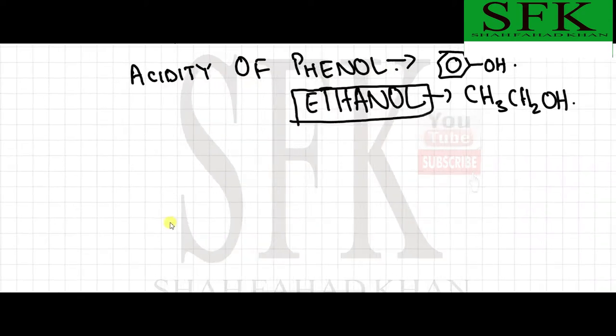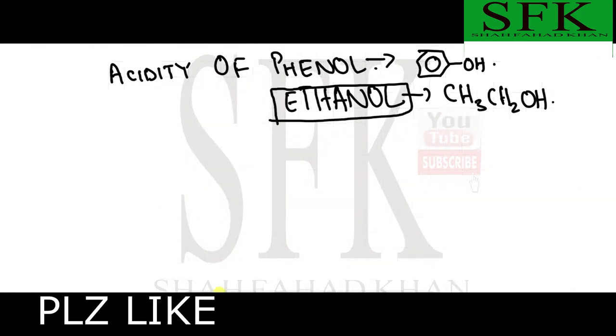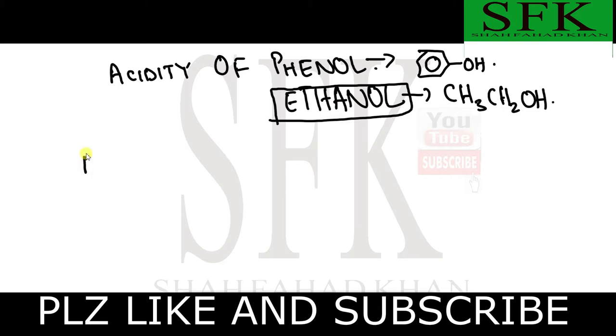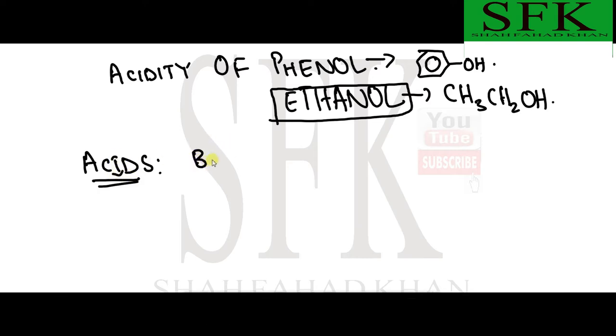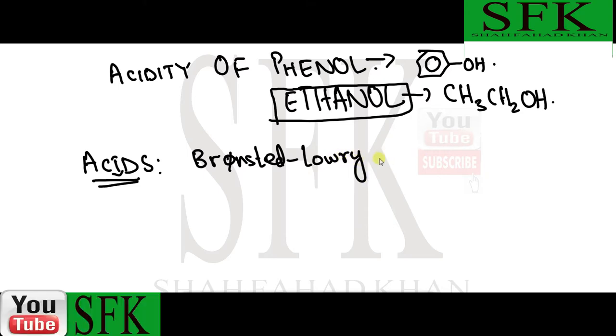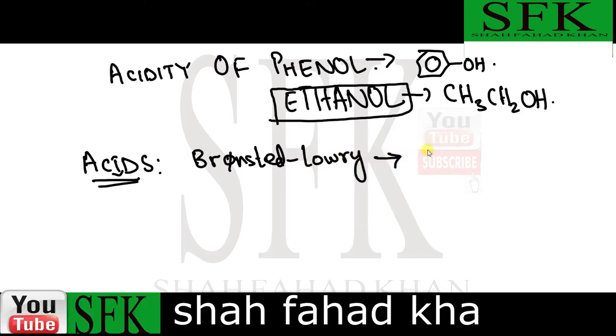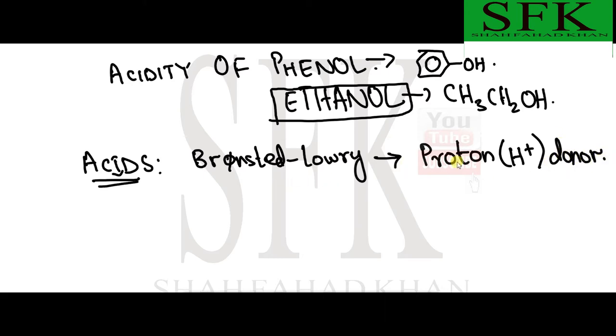Okay, now before we proceed further, let's talk about acid first. What is an acid? Well, acid can be defined in three different ways. According to the Bronsted-Lowry definition, an acid is any substance that is a proton donor. By proton we mean the H positive ion. It donates H positive ions.